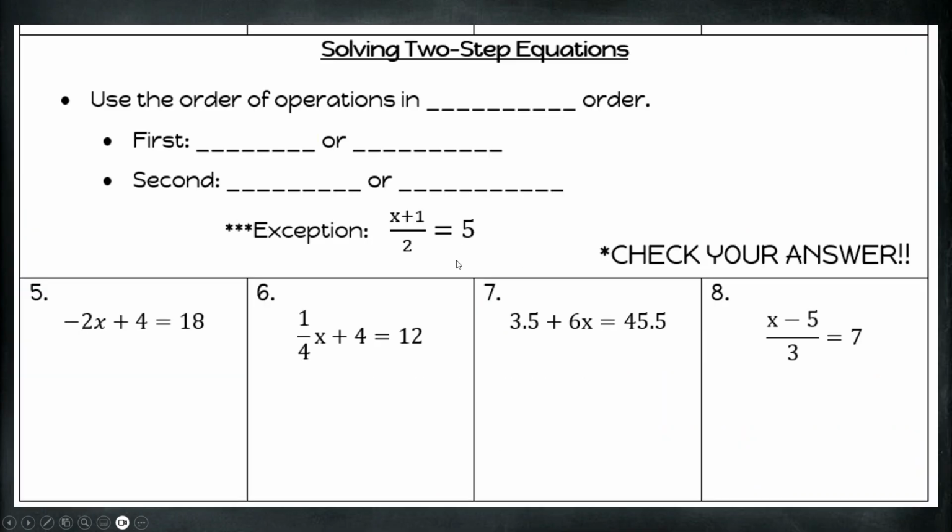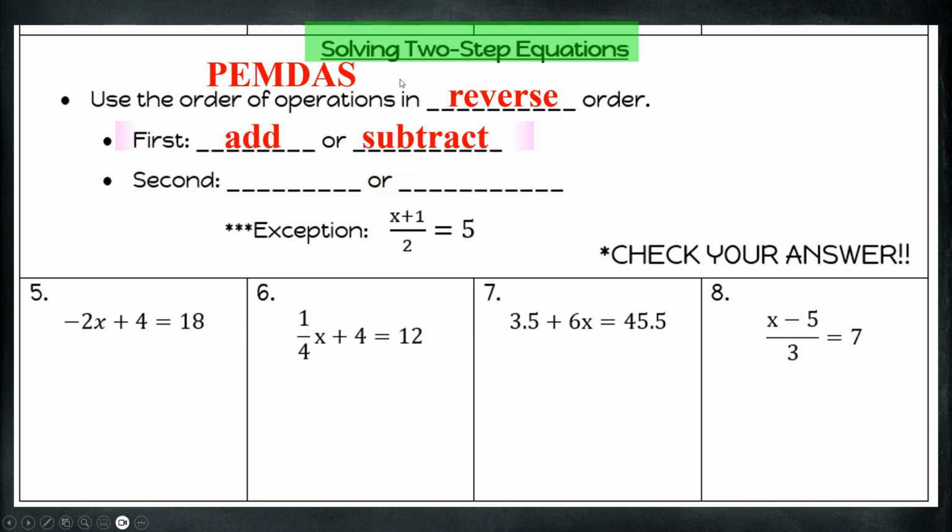All right, now let's get into some two-step equations. Two-step equations are similar to one-step, however, there will be 2 steps in order to solve for the variable. So we are going to use the order of operations, so PEMDAS, in reverse order. So first we are going to add or subtract, where typically you would do that last according to order of operations. We are now going to do it first.